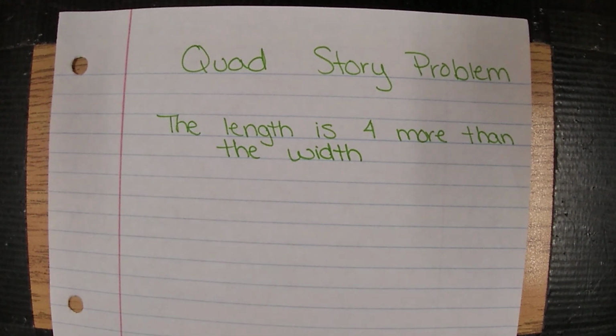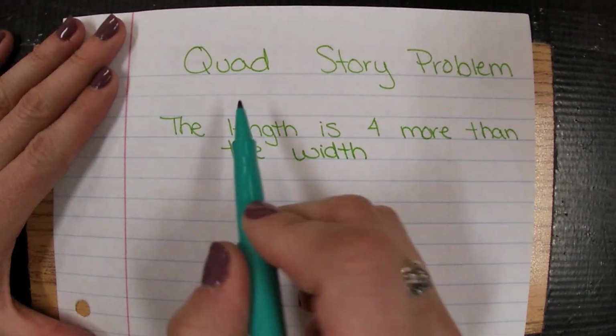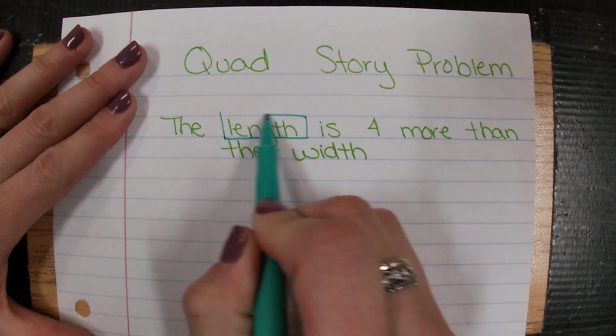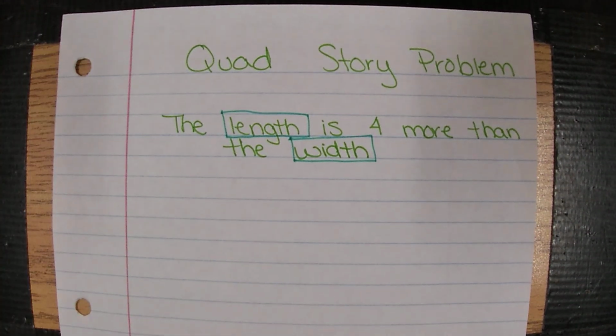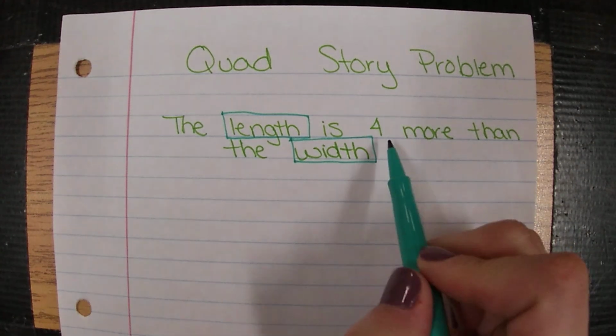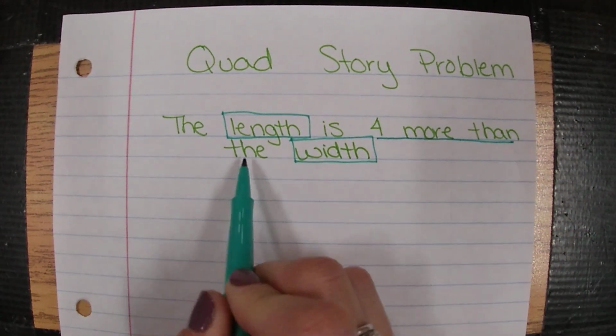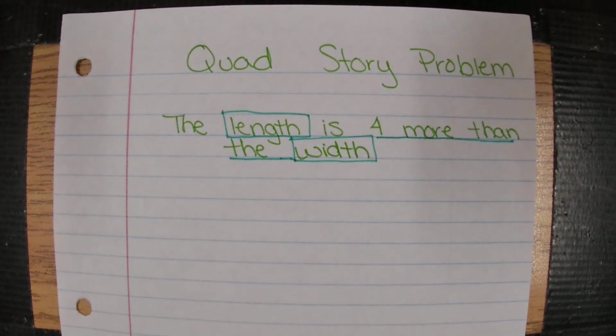So we talked about regular story problems at the beginning of the year. We added in system story problems that had two unknowns. And now we're piecing that together. We have two unknowns, but we have those key terms that we learned about at the beginning of the year that link them. Okay, so in this situation, we don't know what the length is, and we also don't know what the width is. But we do know that the length is 4 more than the width.